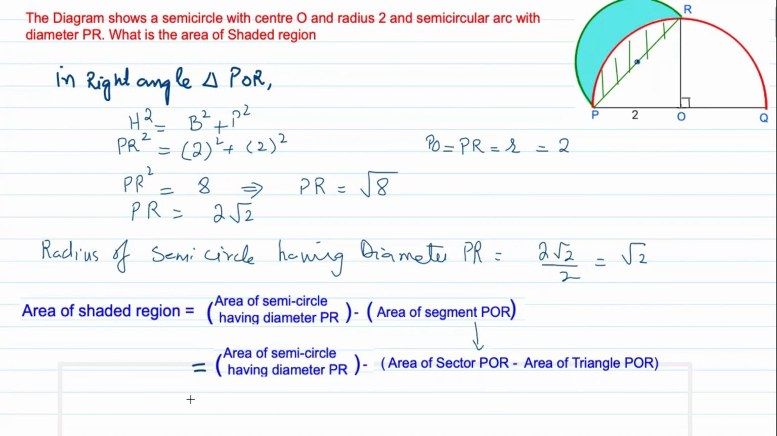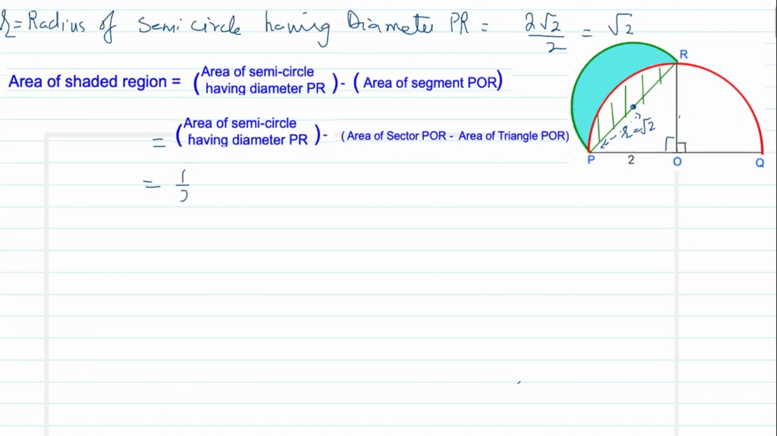Now we write the area of semicircle having diameter PR. That value will be equal to 1 over 2 pi r square. And this radius is, you see here, square root of 2. We can write it as square root of 2 squared. And that's equal to 1 over 2 into pi into square root of 2 squared. Next is the area of sector POR. This is the sector POR and this is the quarter circle. Therefore, the area of this quarter circle will be equal to 1 over 4 into pi r square.